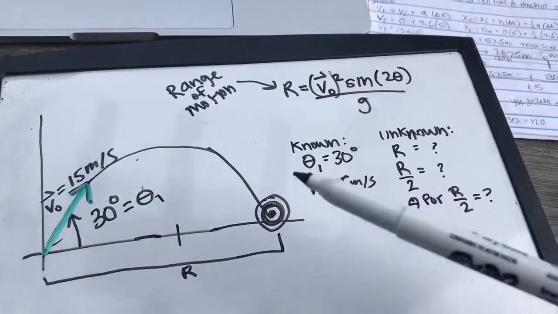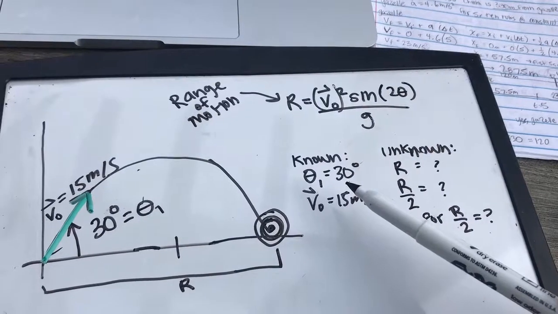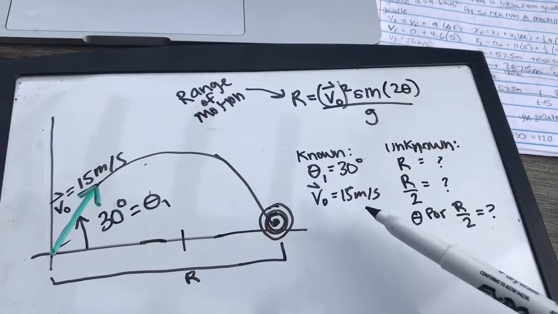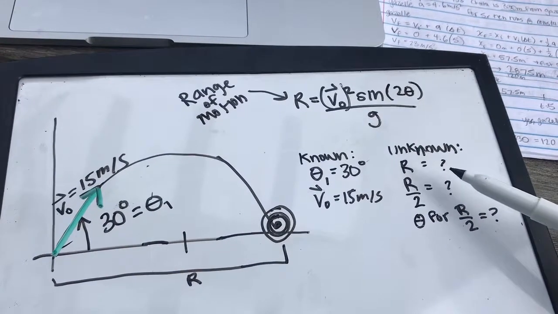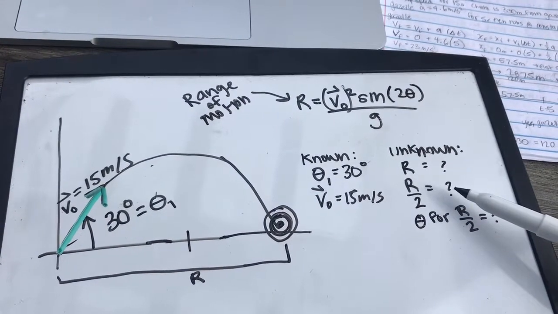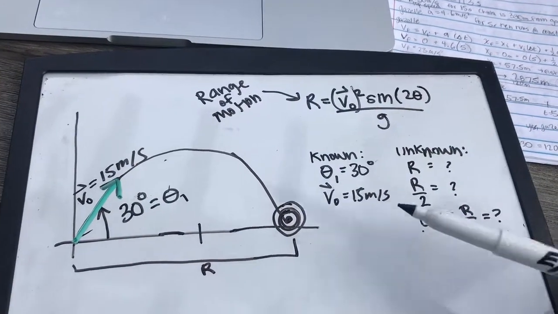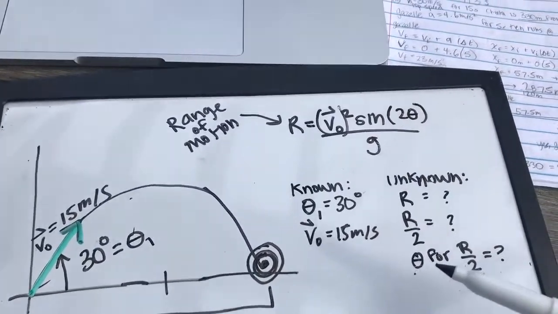So R known, again, we know that for R, you have 30 degrees and your initial velocity is 15 meters per second, but we don't know R. And then once we find R, we then know R divided by 2, and then we need to find the angle for half of this range of motion. So that's kind of the way we're going to do it.